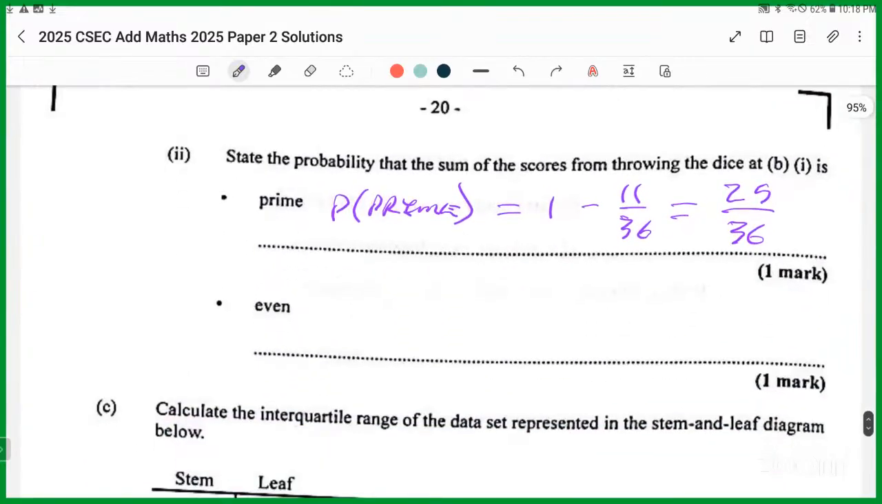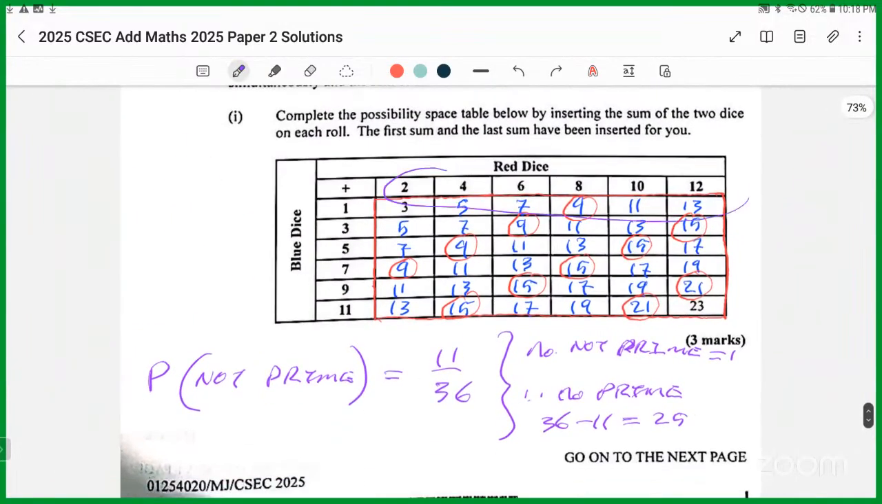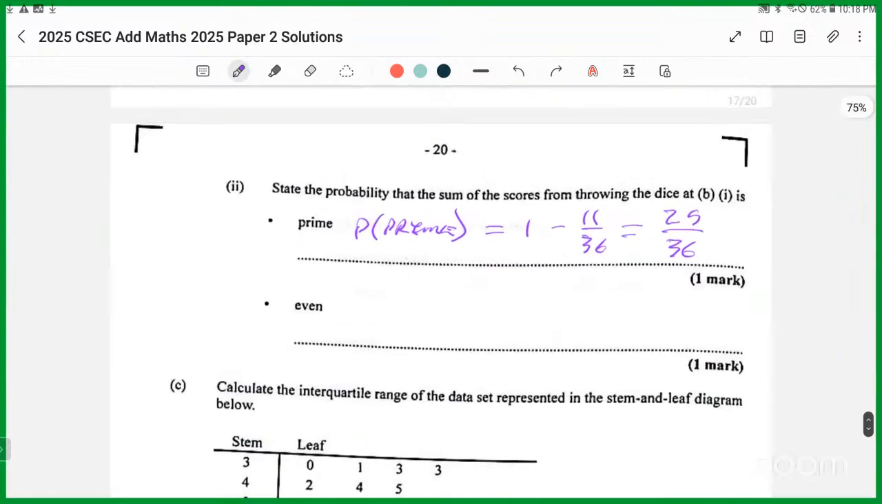The probability of getting an even number? No, there are no even numbers in there. Because if you add an even number and an odd number, you're going to get an odd number. So those are all odd numbers there. So the probability of even is 0, because there's none of them there.